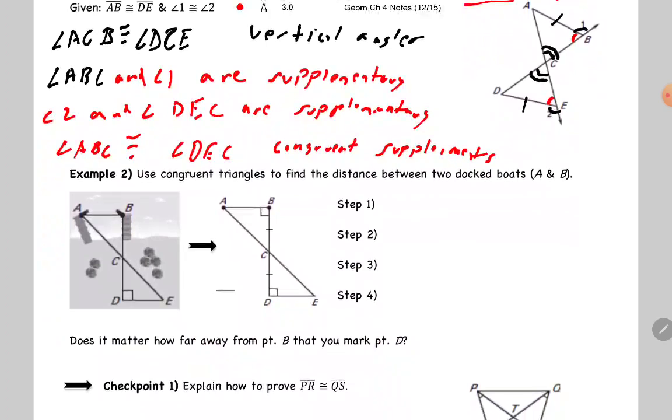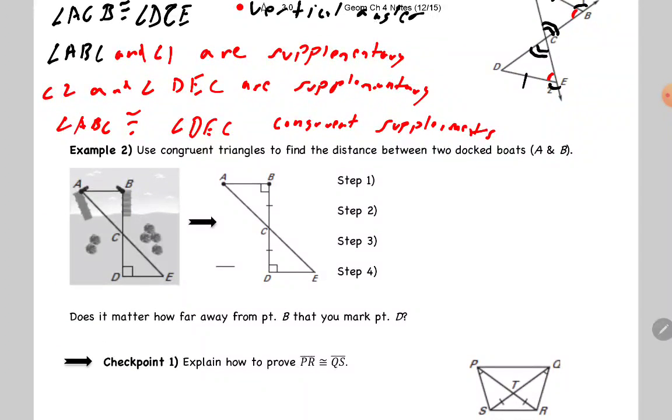Alright, example 2. Use congruent triangles to find the distance between two docked boats A and B. So we have two boats, A and B, and they want to know the distance between the two boats. So they're looking for AB.